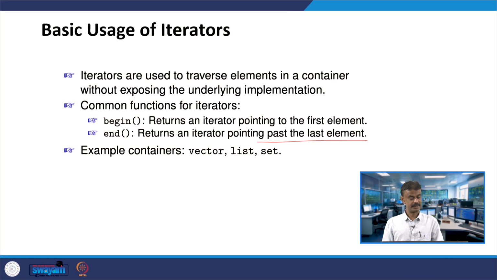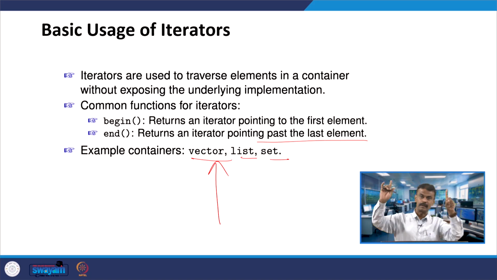The example containers are vector, list and set. In these containers I am using the iterators to traverse. For example, I am using the container vector or list, and I want to work out a sorting algorithm like quicksort. One pointer I want to have at the begin, another pointer at the end. begin returns the iterator pointing to the first element, and end is the iterator marking the end. These are the common functions we can use with iterators.